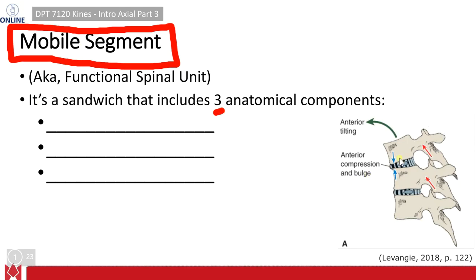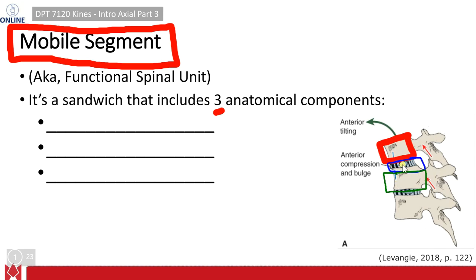As I look at this segment, and these aren't labeled here, you're going to have the superior vertebrae right up there. Then you're going to have the disc in the middle, and then you're going to have the inferior vertebrae. Those three together make the mobile segment. So let's just say for this purpose this is L3 and this is L4.